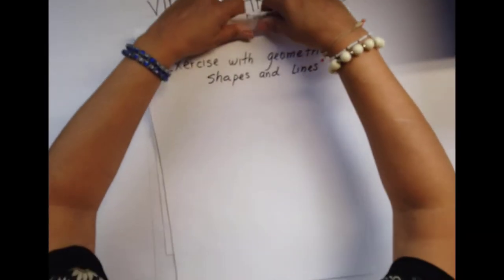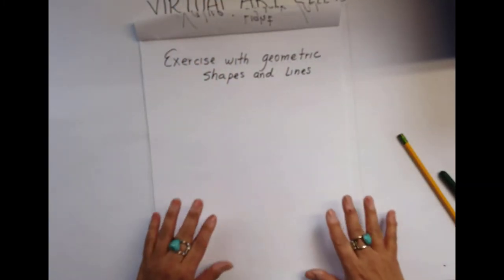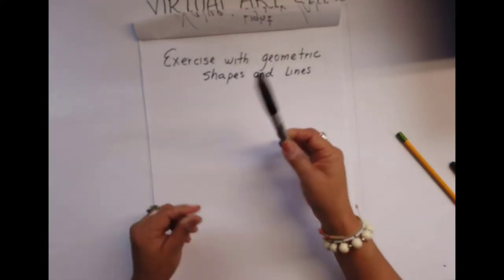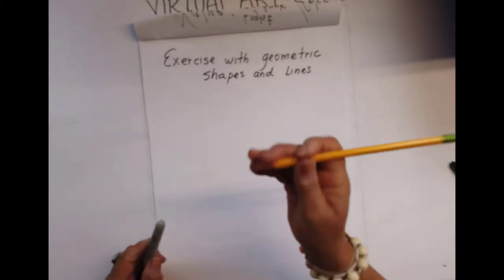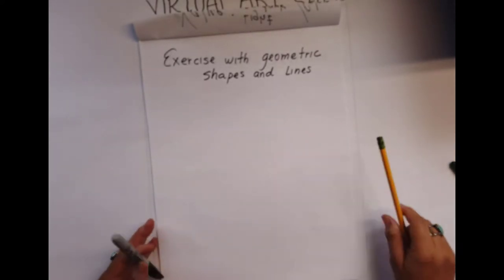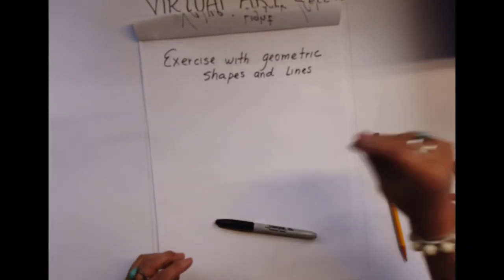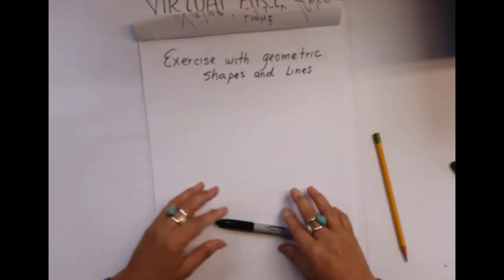Okay, so this is what we are going to do now. You are going to follow me with those exercises. If you need to come back and stop the video, you can do it. I am doing it with Sharpie because you can see better on the video, but for you, please do it with pencil. If you need to erase, it's fine, but this kind of exercise is more to get your hands fast and practice.